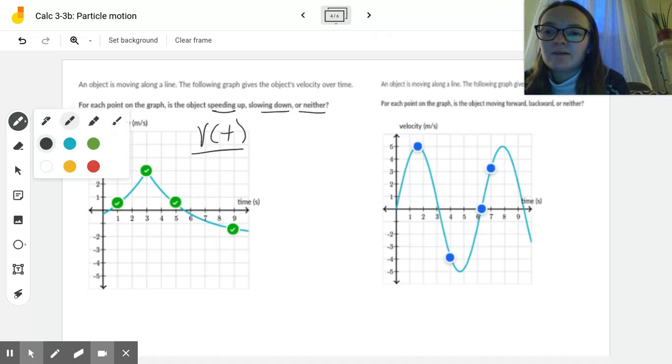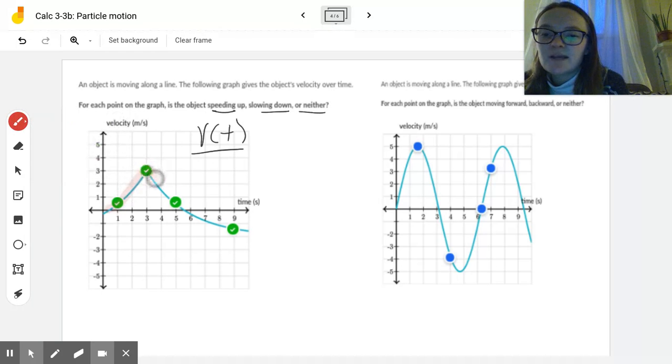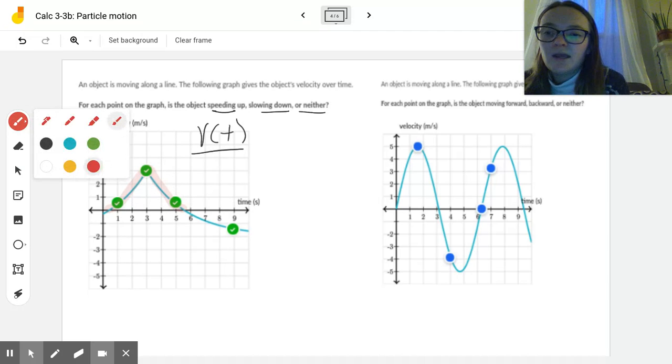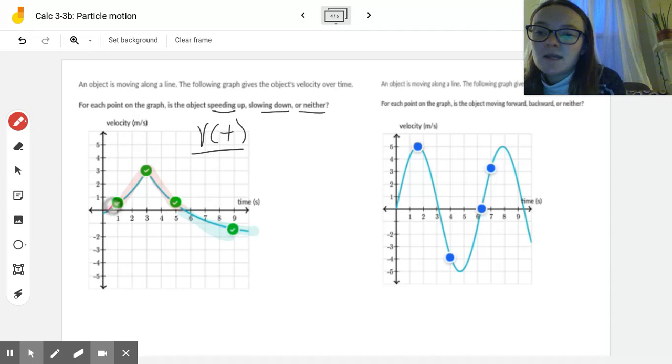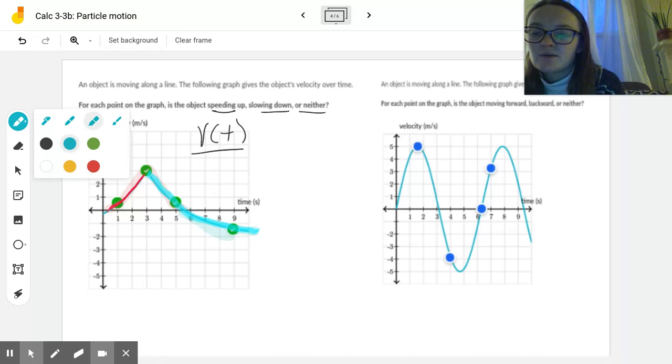Well, let me get my highlighter out for a minute. I'm going to first highlight where it's above the x-axis and then highlight where it's below. After that, with my marker, I'm going to mark up when it is increasing and when it is decreasing. Well, it's increasing here, and it is decreasing the rest of the time. All right, let's go ahead and talk about each point.